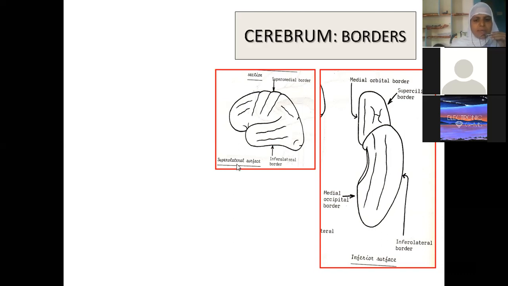Now, which view of the brain is this? The superolateral surface, when we view from the side. The superolateral surface has this border, which is very clearly visible. You can call it the superomedial border. The medial border can be divided into medial orbital and medial occipital, but overall the whole border is named the medial border. This whole border is called the inferior or inferolateral border. So overall, three main borders: the superomedial border, the medial border, which is further subdivided into medial orbital and medial occipital, and the inferolateral border.